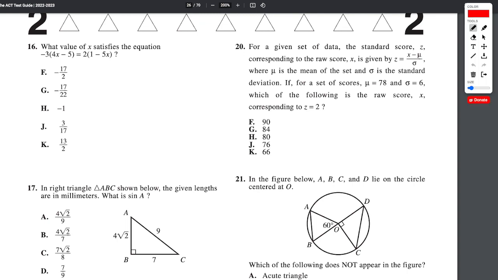So, the way I see it is, this is basically solving for the value of x. We have the equation for the standard score, we call it the z-score, and that's the equation. Mu is the mean, sigma is standard deviation, mu is 78, sigma is 6, and it's asking which of the following is the raw score x corresponding to z equals 2.